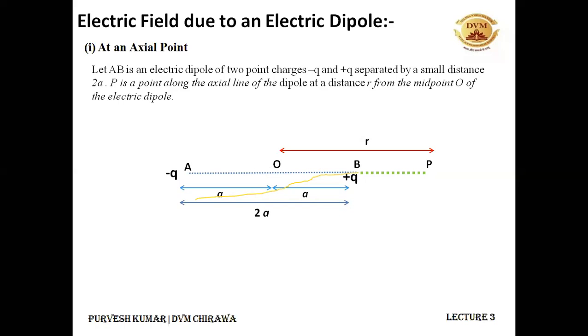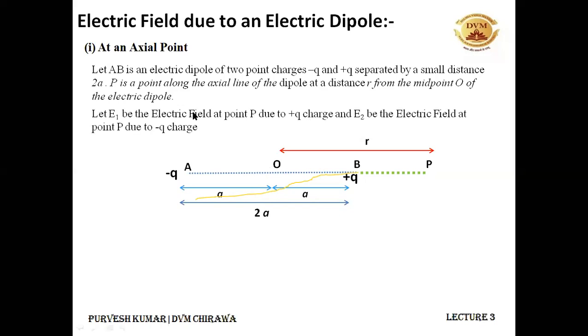So the electric field at point P, let E1 be the electric field at point P due to the plus Q charge, and E2 is the electric field at point P due to minus Q charge. So there are two charges present over here. One is plus Q charge, other one is minus Q charge. This plus Q charge will be having an electric field at point P. Likewise, this minus Q charge will also be having an electric field at point P. And we all know that from a point charge, the electric field is given by kq upon r square, where r is the distance of the point from the charge.